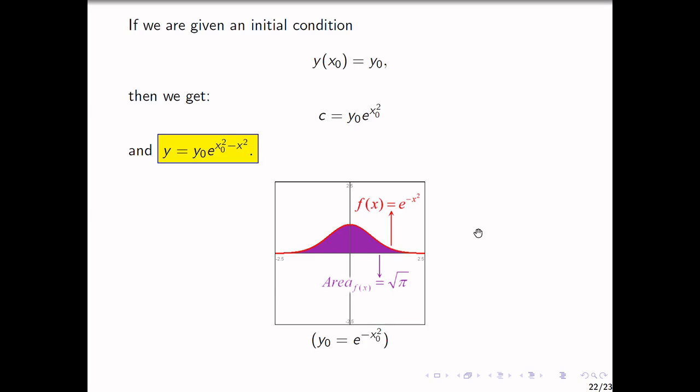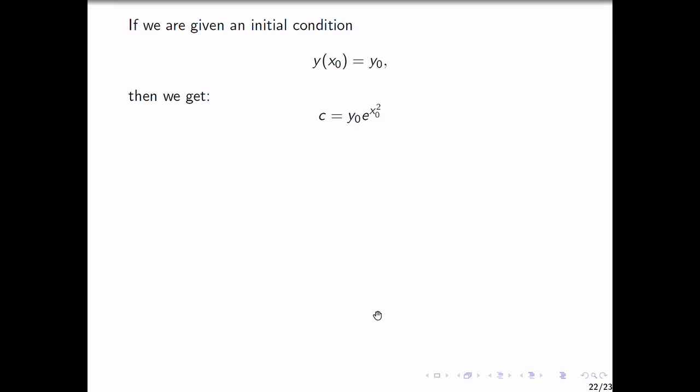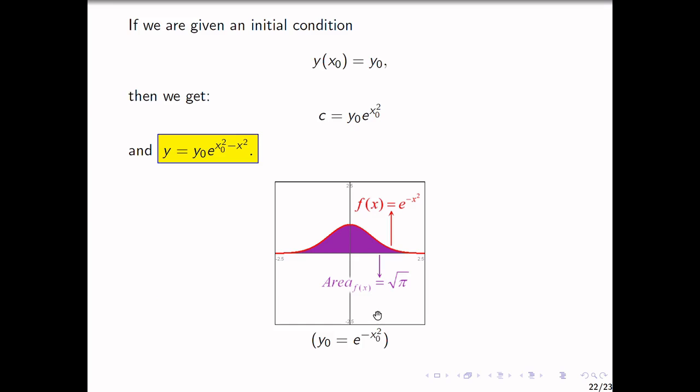In particular, if we take the initial condition in the following way, namely y0 is exactly equal to e raised to minus x0 square, then what will happen? y0 is replaced by e raised to minus x0 square. So this two product will give you 1. So c will be equal to 1. So if c is 1, the solution is y is equal to e raised to minus x square. So we want to plot y is equal to e raised to minus x square.